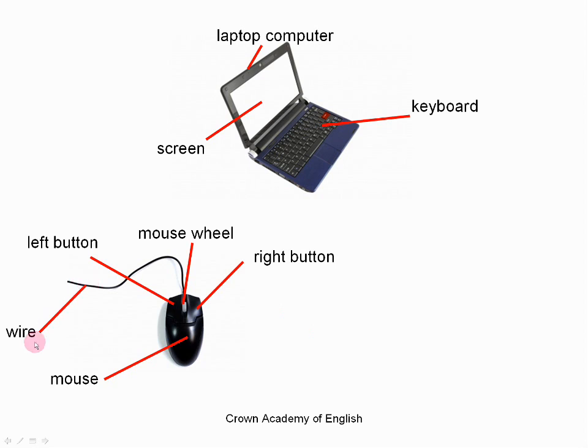And here is the wire. So the wire goes from the mouse and connects into the computer. Okay. If the mouse does not have a wire, we say it is wireless. So wireless.